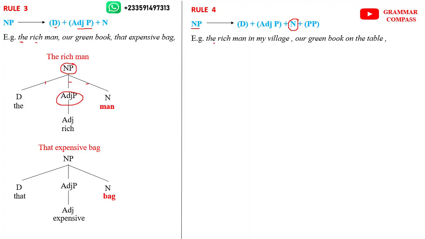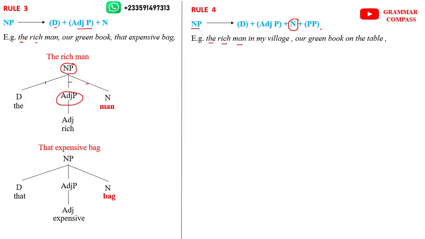In the first example, the rich man in my village. Let us break it down to see how it matches this rule. This noun phrase consists of a determiner. Can you guess the determiner? That is the. So the is our determiner. Can you identify our adjective phrase? That is rich. Rich is our adjective phrase. What is rich describing? That will be our head word. The head word here is a noun, that is man.